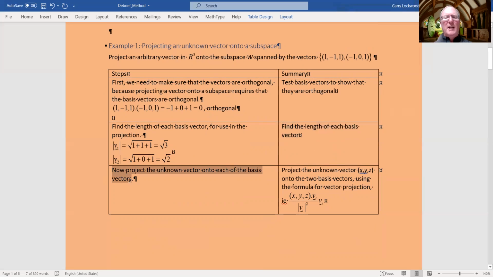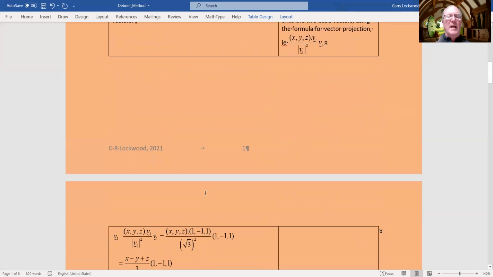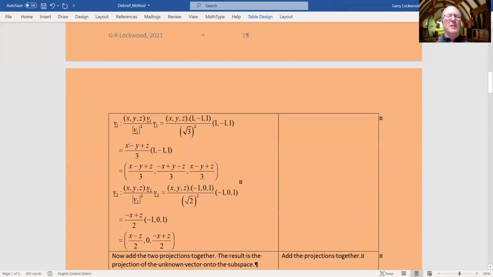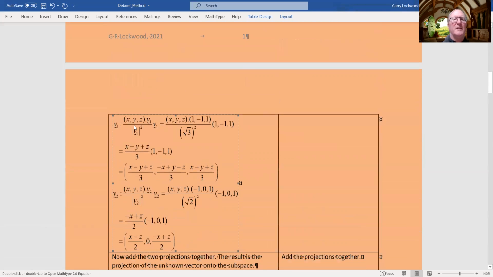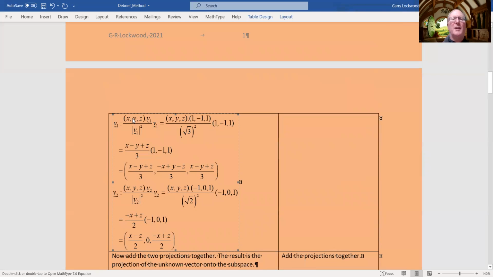Now we project the unknown vector onto each of the basis vectors. And so here are the steps down here. You can see here's my unknown vector x, y, z. And this is the formula for projection. We dot it with the vector v1. We divide by the length of v1 squared. And that is the length of the projection.